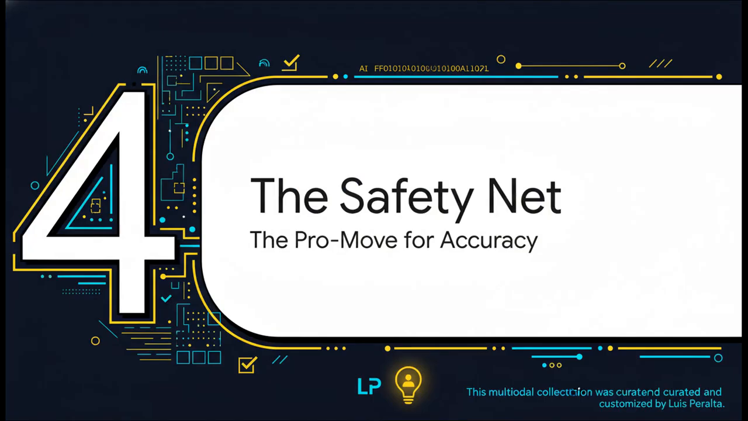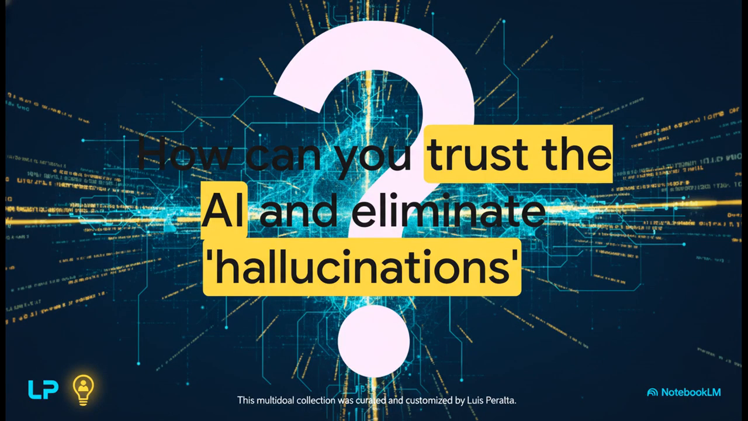All right, but let's talk about the elephant in the room, accuracy. How can you be sure the AI isn't just making stuff up? This next technique, this is the ultimate pro move. This is the game changer. Because that's the number one concern, right? For anybody using AI for serious work. How can you trust the information? How do you prevent it from just inventing facts, what we call hallucinations?